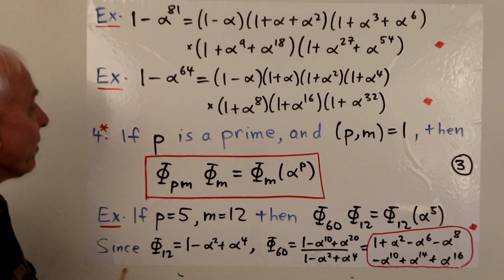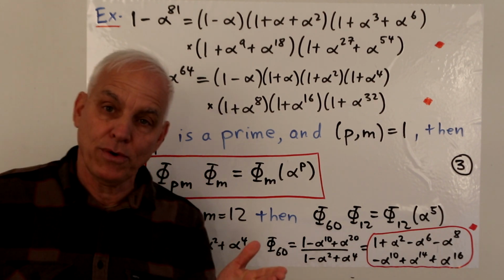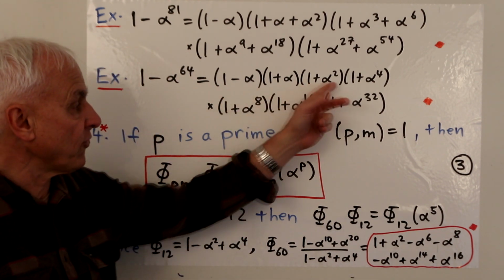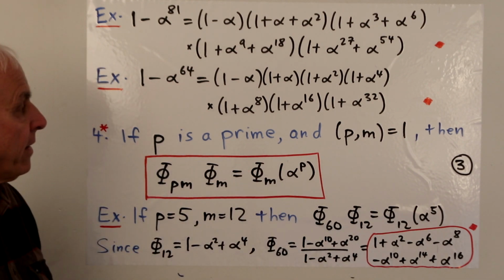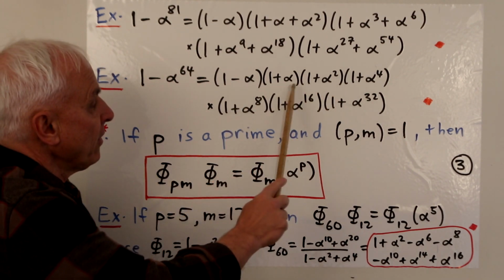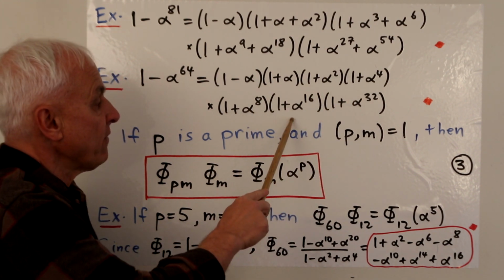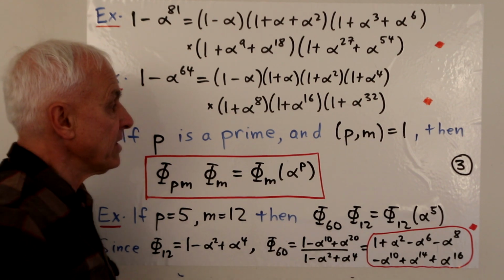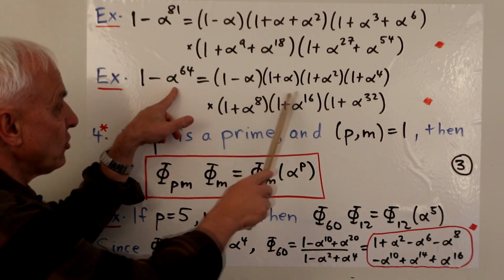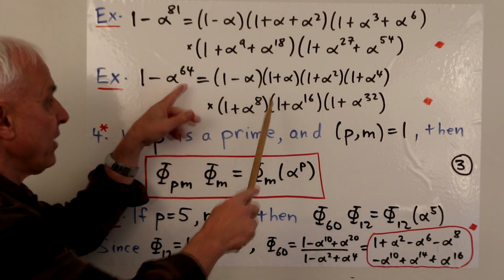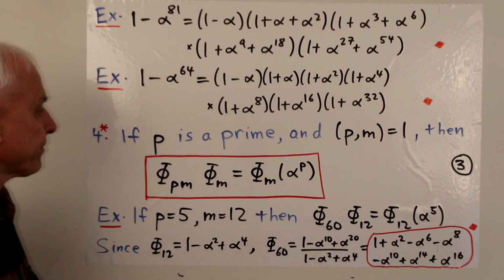In a similar direction, 1 minus alpha to the 64, now we're talking about a power of 2. And so there are factors, one for each of the powers of 2 less than or equal to 64. And we've seen some of them already. There's phi sub 2, phi sub 4, phi sub 8, phi sub 16, phi sub 32, phi sub 64. And it's the same pattern. Basically, we're just plugging into phi sub 2 the appropriate power of alpha.